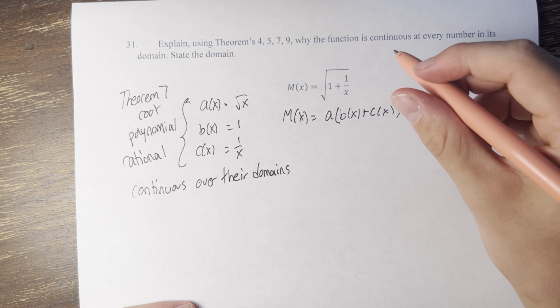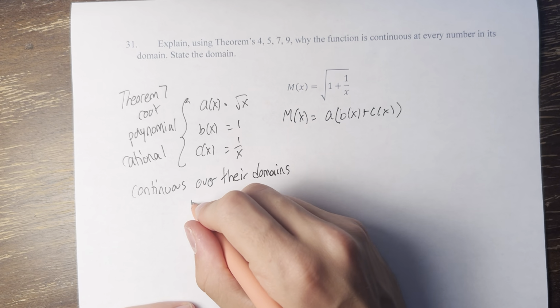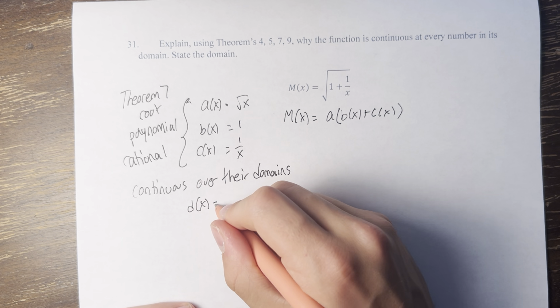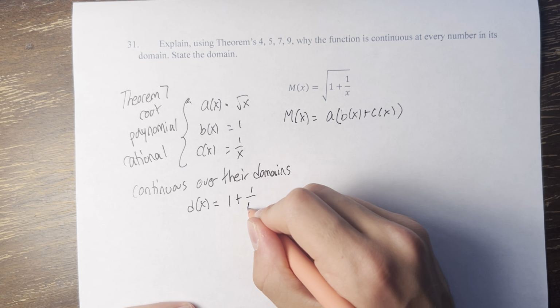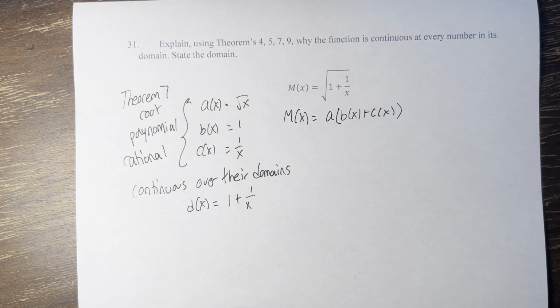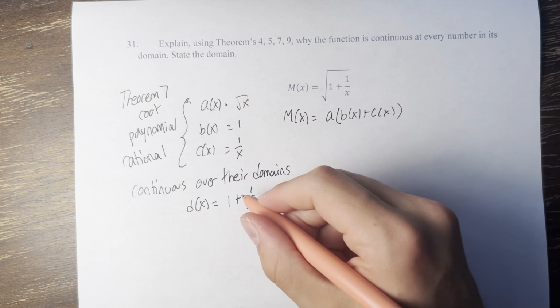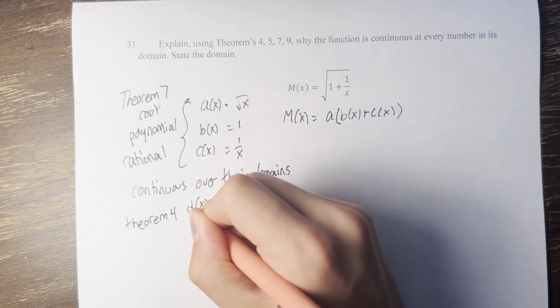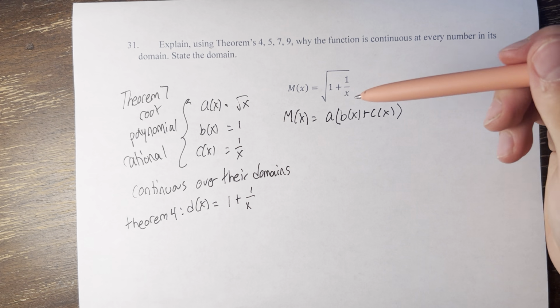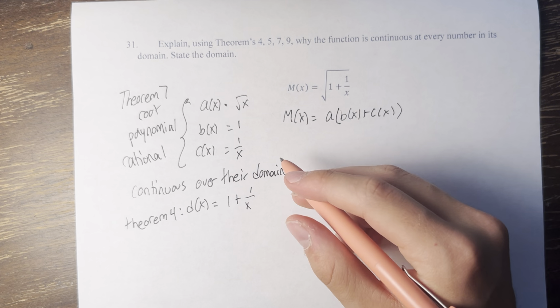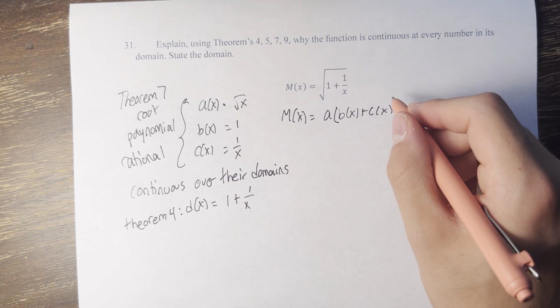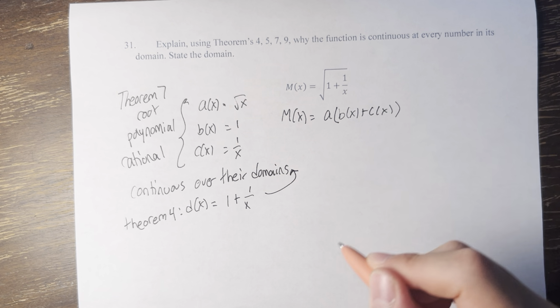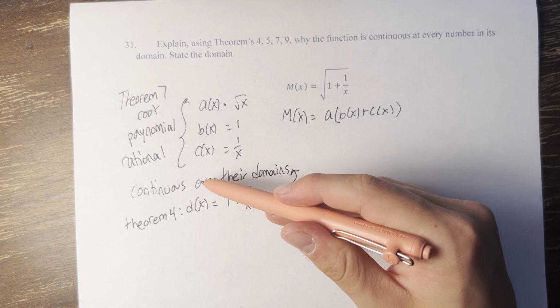Therefore, b of x plus c of x, which we can call d of x, which is 1 plus 1 over x, is continuous by theorem 4, which states that if you're adding two functions and they're both continuous at a point, their sum is continuous at that point.